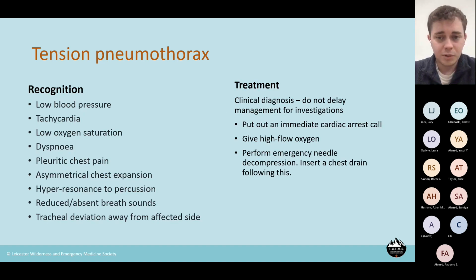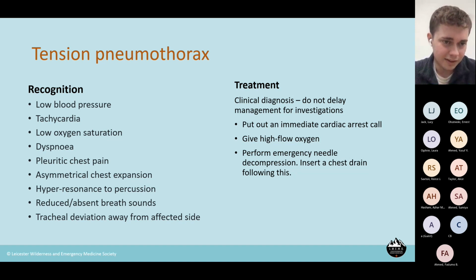So in a tension pneumothorax, we want to look for low blood pressure, tachycardia, low oxygen saturations. Are they short of breath? Do they have chest pain? On examination, you might see chest expansion isn't equal. They might have hyperresonance to percussion, reduced or absent breath sounds, which is the most common feature, or tracheal deviation away from the affected side.